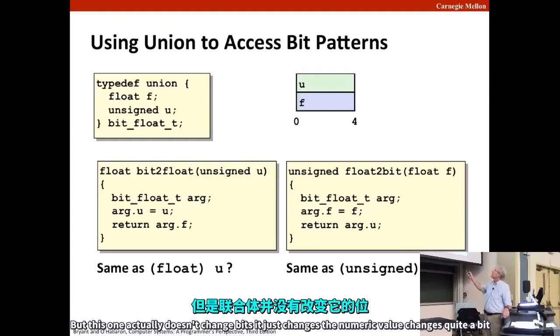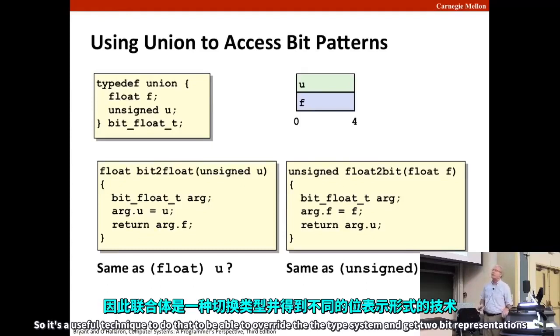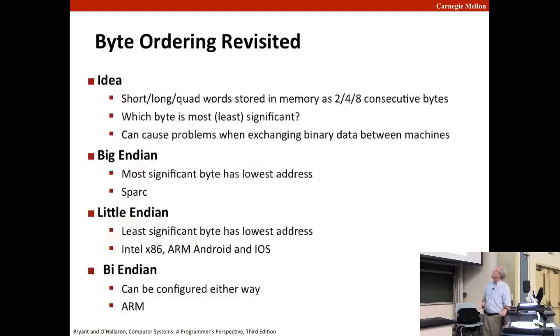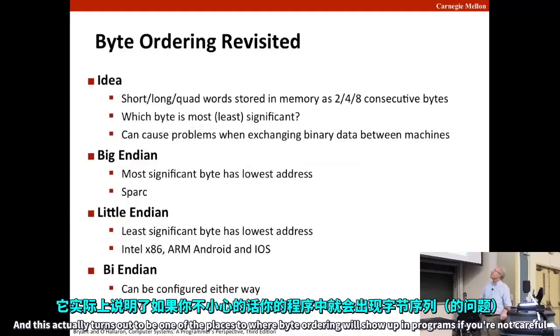But this one actually doesn't change bits. The numeric value changes quite a bit. So it's a useful technique to be able to override the type system and get to bit representations. And this actually turns out to be one of the places, too, where byte ordering will show up in programs if you're not careful.